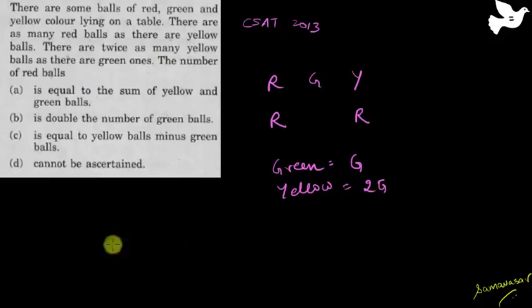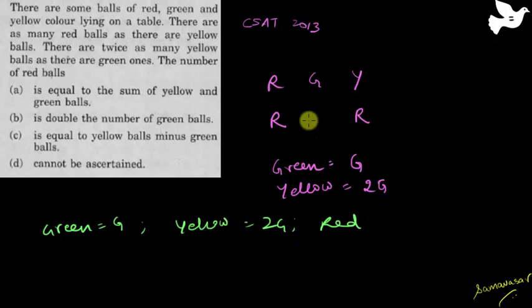So what is the relation that I have? Let me now put everything in terms of G. The green balls are G in number. The yellow balls are 2G, and the red balls, because they are equal to yellow balls, are also 2G. Now he says the number of red balls is equal to the sum of yellow and green balls. Obviously this is not correct. Is double the number of green balls. This is obviously the right choice. Is equal to the yellow balls minus green balls. Yellow balls minus green balls is equal to the green balls, which is not equal to the red balls. Cannot be ascertained is wrong.